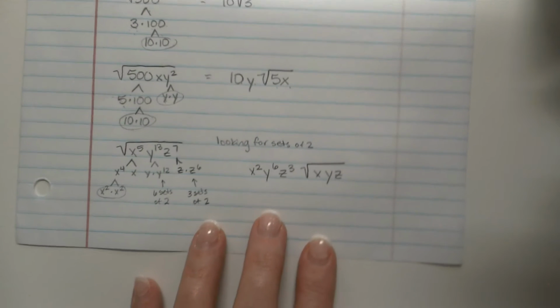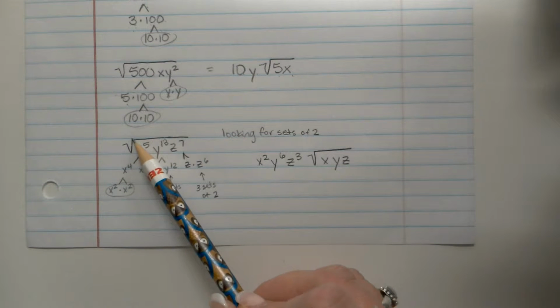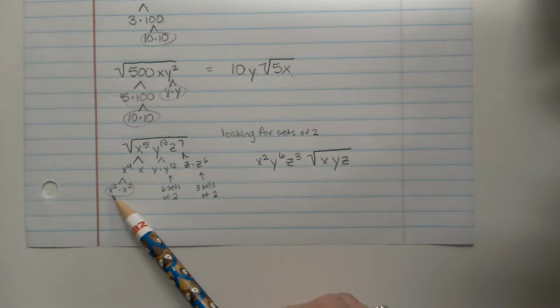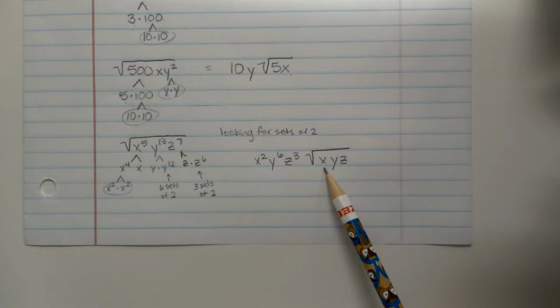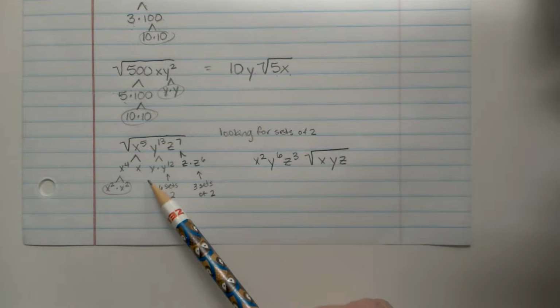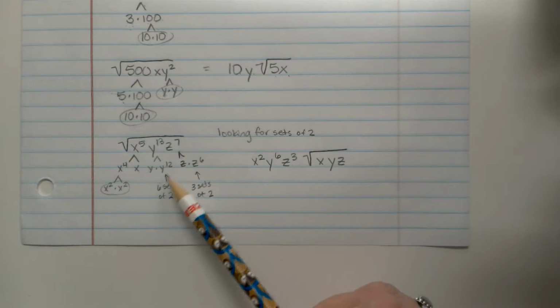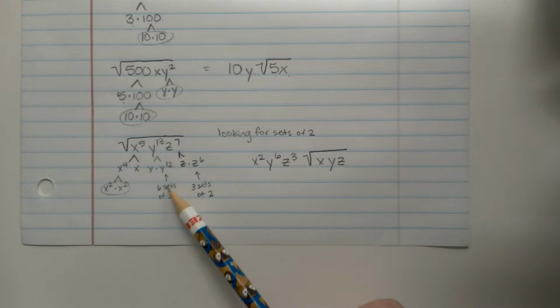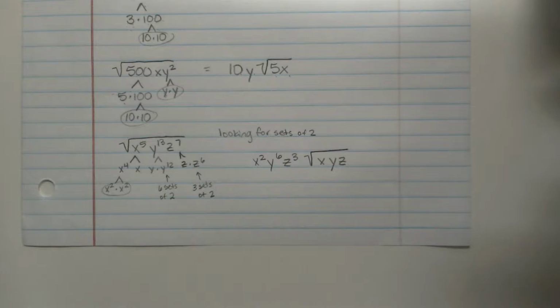Okay, I did one more example here where it was a little bit more complicated. Again, I'm looking for sets of 2 because this is a square root. So I factored the x's out and I got a set of 2 x's, and there's an x left over. When I factored the y's out, I noticed that there's going to be 6 sets of 2 here. So I don't have to write them all out if I know that there's going to be 6 sets of 2 to give me 12. So I know that there's 6 sets of y, so I'm going to need 6 y's. One of the y's is left under the radical.